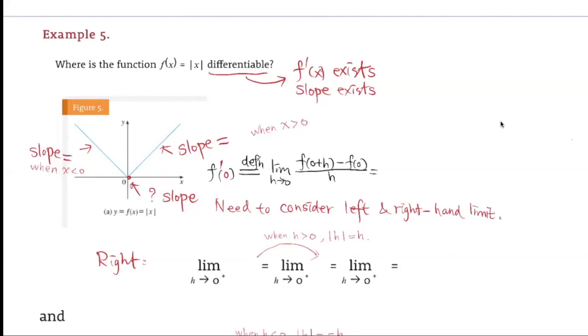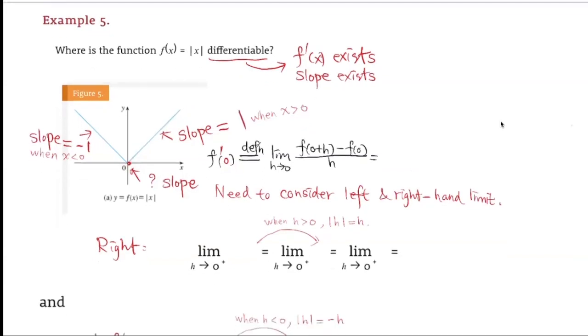Now on the left side of zero over here, you see the slope of the tangent, or the slope of the graph, is equal to negative 1. And on the other side of zero, the slope is going to equal positive 1. So the function will be differentiable when x is less than 0 and also when x is greater than 0, because the slope of the tangent exists as a real number.